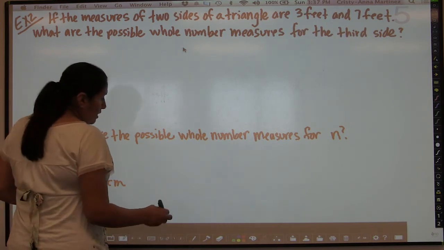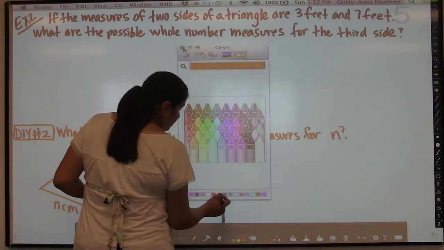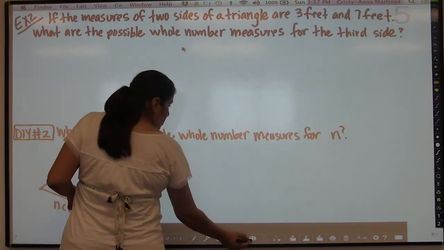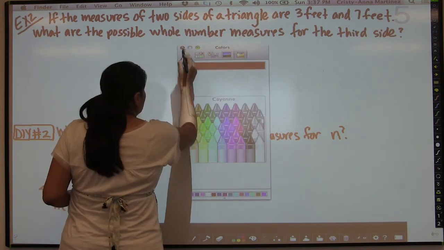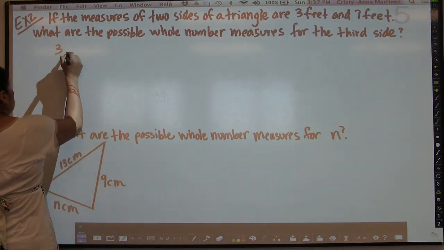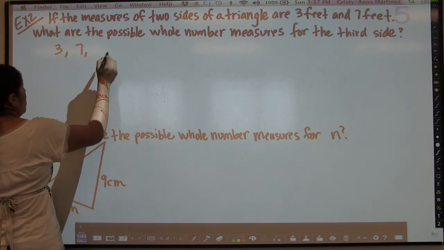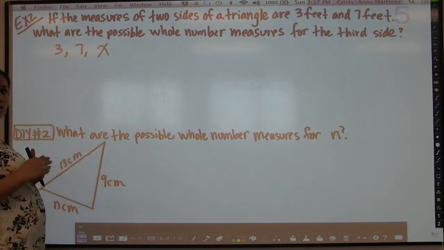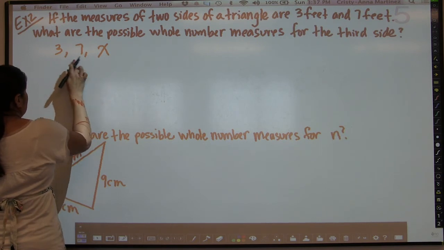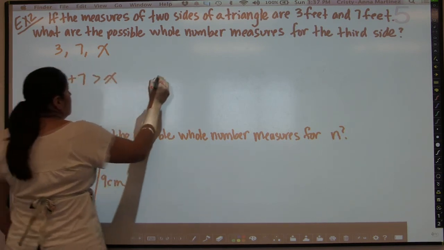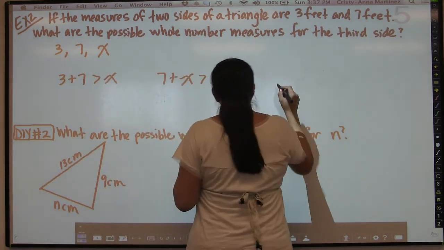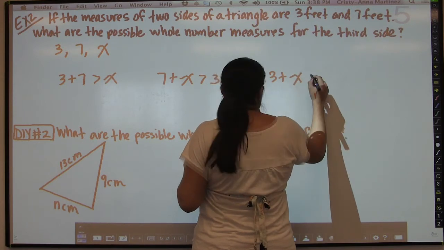So we know the easiest way to do this is to basically come up with 3 measures. So we have 3, 7, and then we don't know the third side, so we'll just call it x. And we're still going to set up our 3 inequalities. We're going to say 3 plus 7, so these two sides should be larger than x. 7 plus x should be larger than 3. And then 3 plus x should be larger than 7.